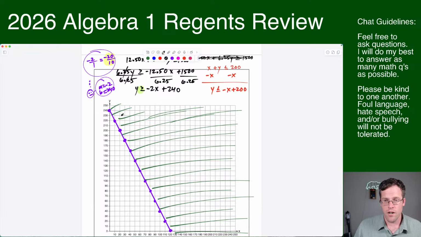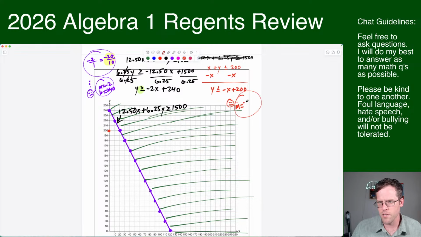Label it. All right, I would label this, and you could even use the original if you want. The original was 12.50x plus 6.25y greater than or equal to 1500. You could use the new one too, but whatever, I'll use the old one. And now the next one is starting at 200. And the slope here is m equals -1, which is -1 over 1, which is the same as saying -10 over 10. So I'm going down 1 over 1, like this.